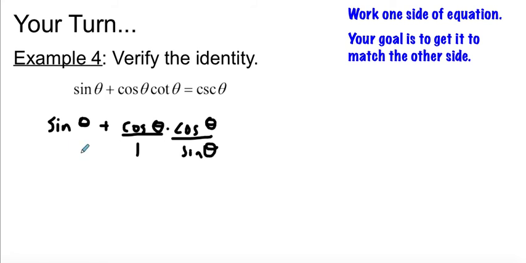So now the next thing I want to do here is I'm going to leave the sine alone for a minute, and I'm going to work with that second term because it's the only thing I can really think about to work with right now. So all I see right now is that I can multiply cosine times cosine, which is going to give me cosine squared, multiplying my numerators together, and multiplying my denominators, which is a sine. So now I'm going to get cosine squared theta over sine.